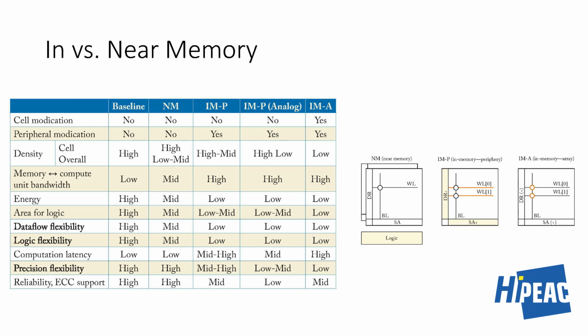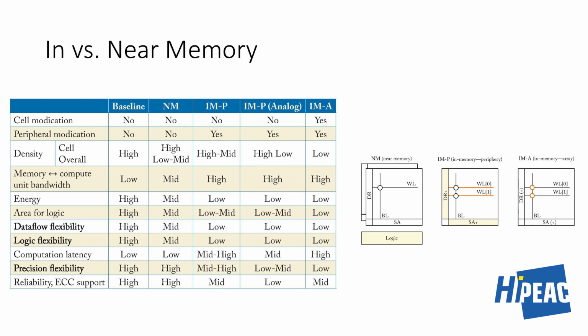Cell, when I say, is the cell which stores the bit, right? Then we have density, peripheral modification. If you don't do it, you don't get anything, right? So peripheral modification, I feel, is like a necessary evil. So you have to do that. Now, the extent to which you do it is the question. If you are doing in-memory peripheral, which is digital, the changes to peripherals are small. But for analog, you have to add ADCs, and that's hard, right?